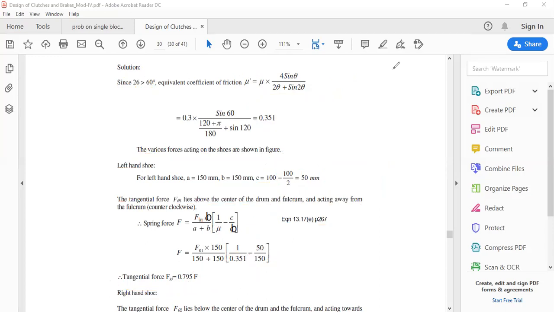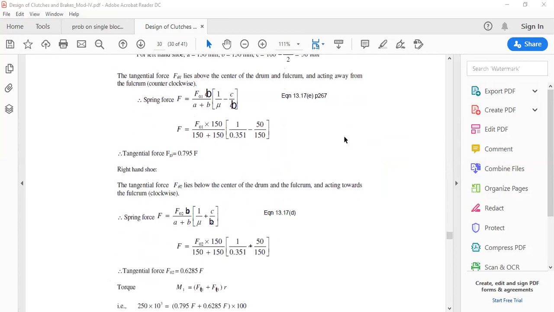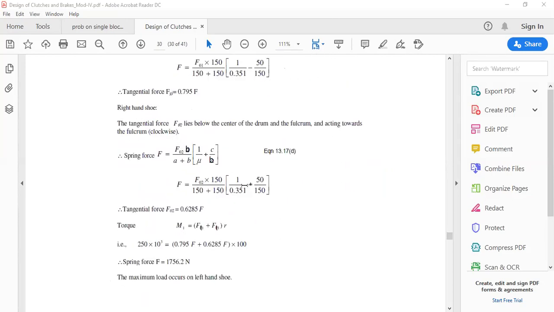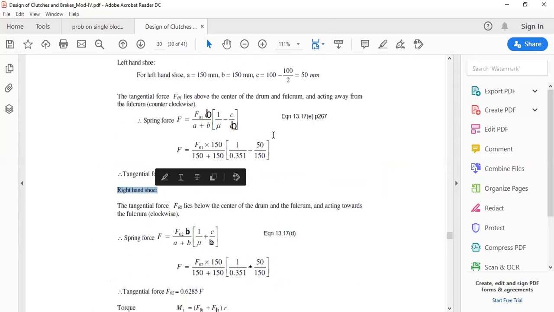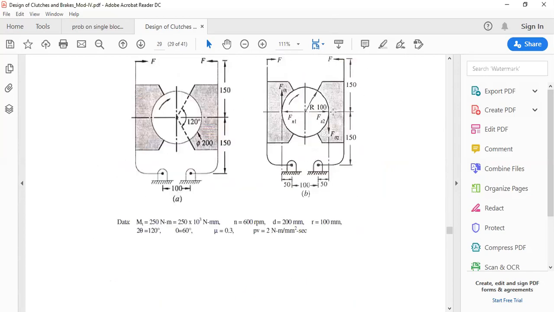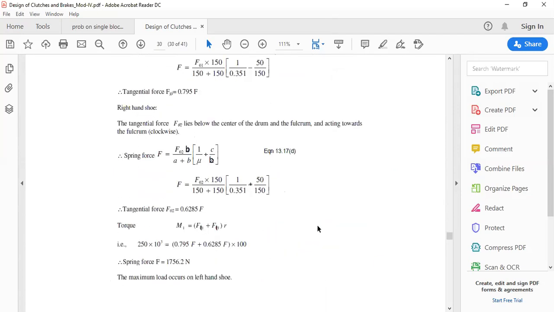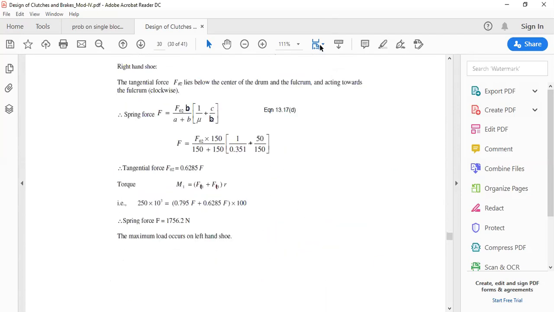And then the next bit, say I have to consider the right hand side of the block. To consider this right hand side of the block, can you see this? Say here the value of Ft, that is towards the fulcrum point, and the drum is rotating in clockwise direction, and all other values remain the same. So by using the concept of figure c of the data handbook, equation number 13.17d is to be used here.